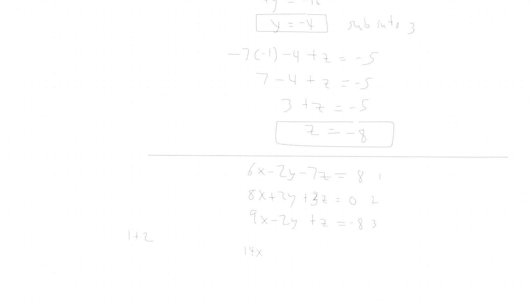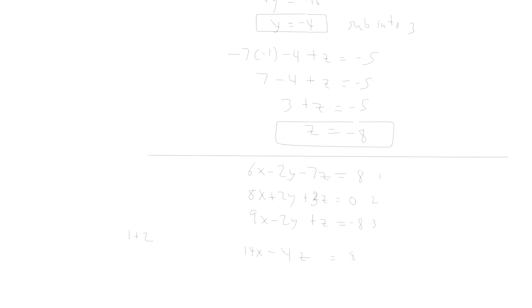Negative 7z plus 3z, how much? Negative 7 plus 3 would be negative 4. Yep, negative 4z, and then 8 plus 0 is just 8. Okay, so that's equation 4.